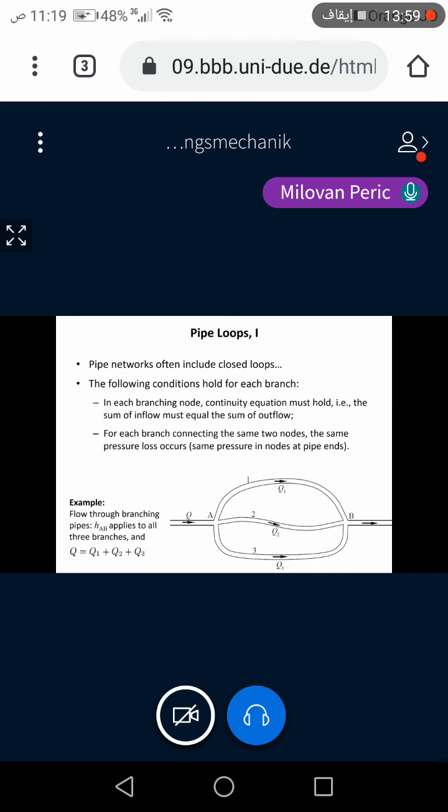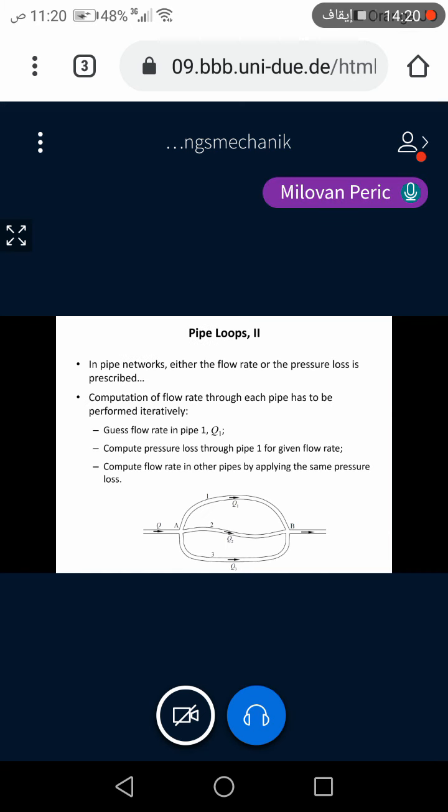And then if you take a branch that connects the same 2 nodes, then the same pressure loss must apply. So here, this means that the pressure loss from point A to B is the same whether you go along branch 1, branch 2, or branch 3, because at the end it's the same point. And these conditions are used then to do the dimensioning or to compute the flow rate. So how would you determine flow rates in branches 1, 2, and 3?